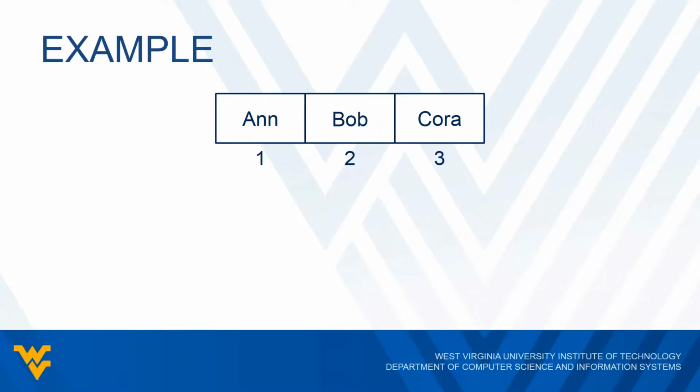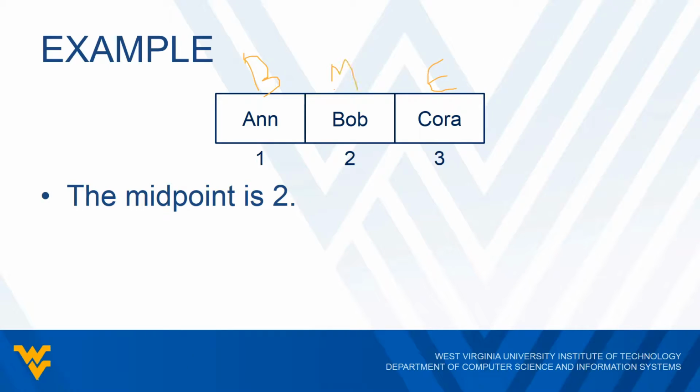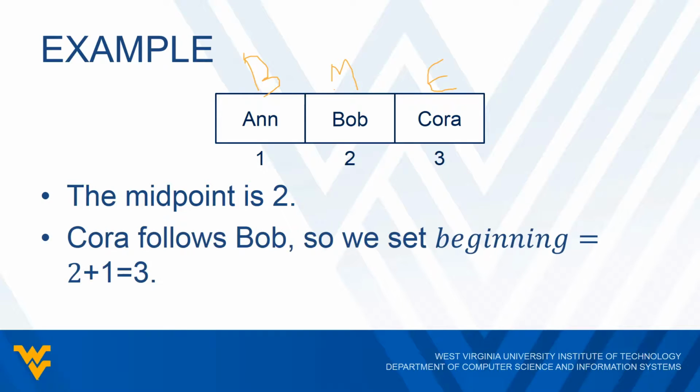So here's the remainder of our list. Once again, we would set a beginning here at 1, so that hasn't changed, and our end is going to be over at 3. So that means our midpoint is now at 2. And we see that Bob is not Cora, but Cora does follow Bob. It does come afterwards. So we're going to change our beginning to 2 plus 1, which is 3.